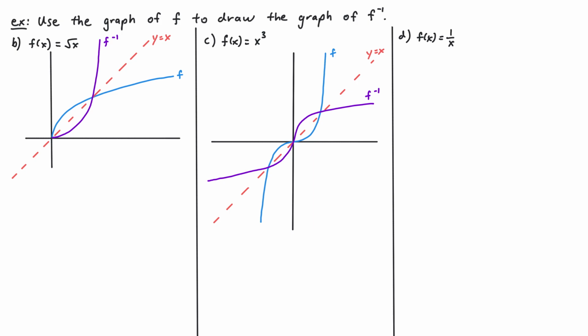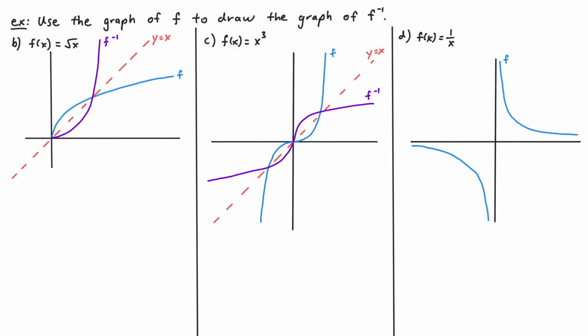Let's now look at example D. We have the function f of x equals 1 over x. Remember that the graph of the 1 over x function, or the reciprocal function, looks something like this. To draw its inverse function, we want to take its mirror image across the diagonal line y equals x. So let's draw in that diagonal line.